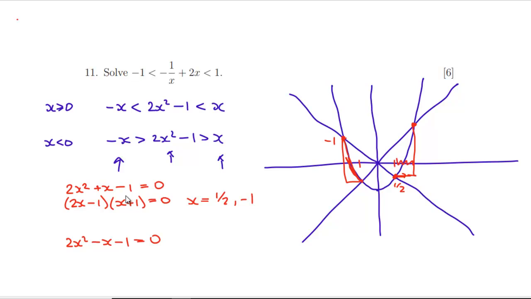And we're going to get the reverse of that for this one, aren't we? So it's going to be 2x plus 1, x minus 1 is 0. So x is minus a half or 1. So that's going to be these. So we need our solutions to be x is between minus 1 and minus a half, or it's between a half and 1. Right, that was fine.